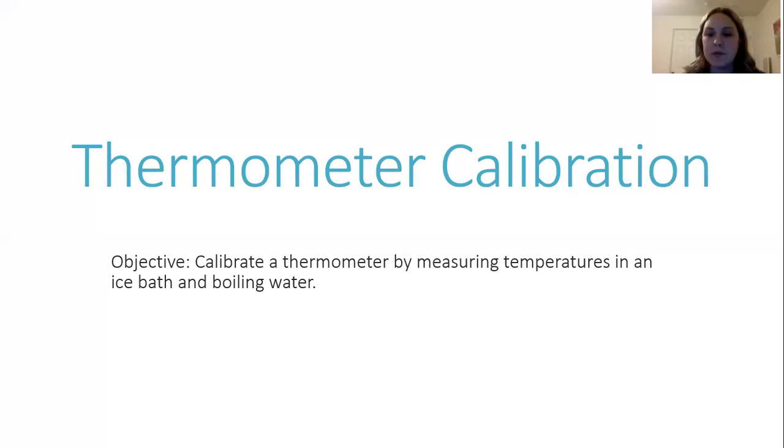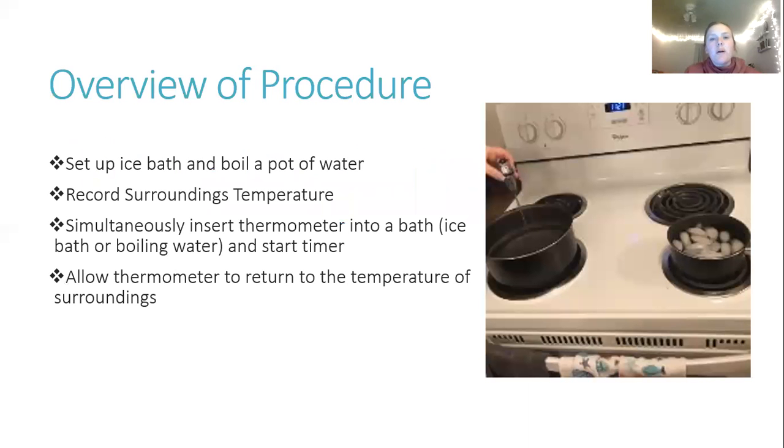The first experiment to be performed is the thermometer calibration, and the objective of this is to calibrate a thermometer by measuring temperatures in both an ice bath and boiling water. So for the thermometer calibration procedure, you're going to start by setting up 2 water baths, as you can see in the photo, one with ice and one that's going to be a boiling pot of water.